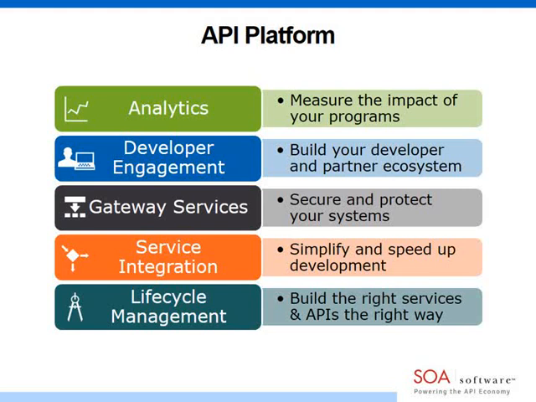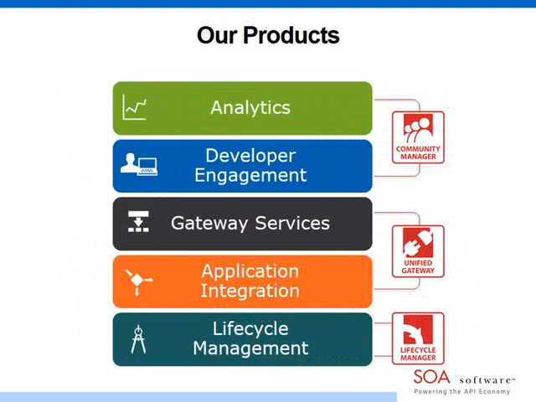And then last but not least, you need to figure out how to build the right services and APIs the right way. And you need to therefore think about how you're going to do lifecycle management and how that's going to affect your business processes and your software development processes. So if you look at an API platform, the lifecycle management, the integration, the gateway services, the developer engagement portal, and last but not least, the analytics, these are the set of capabilities that a business needs to think about when they start exposing an API. Without these, you're probably going to fall on your face.